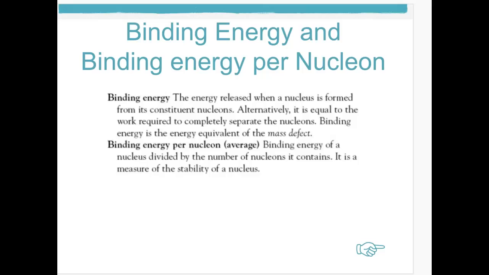The definition of binding energy is the energy released when a nucleus is formed from its constituent nucleons. Now this is what happens in fusion. Alternatively, it is equal to the work required to completely separate the nucleons. So this is fission. Binding energy is the energy equivalent of the mass defect. Now, binding energy per nucleon is that number divided by the number of nucleons it contains. And it is a measure of stability. The more binding energy per nucleon, the more stable the nucleus is.